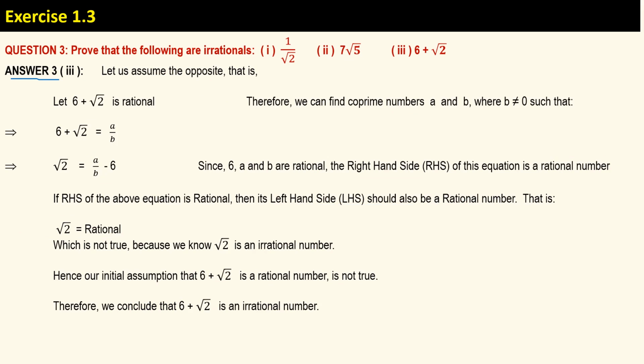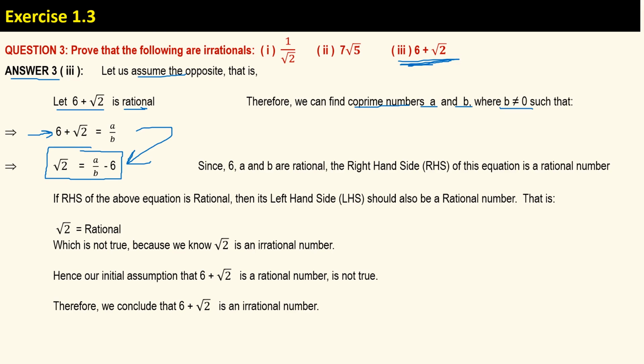Let's now solve part number 3, which is 6 plus square root of 2. Let's start by assuming the opposite, that 6 plus square root of 2 is rational. Therefore, we can find co-prime numbers a and b, where b is not equal to 0, such that 6 plus square root of 2 is equal to a divided by b. If we rearrange it, we get square root of 2 is equal to a divided by b minus 6.